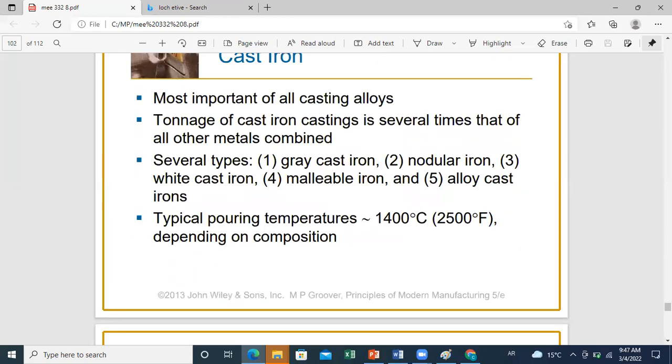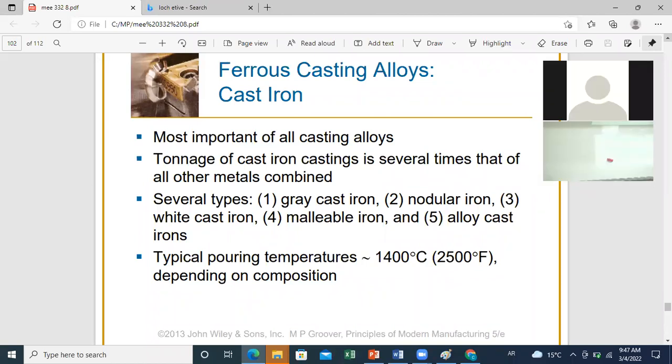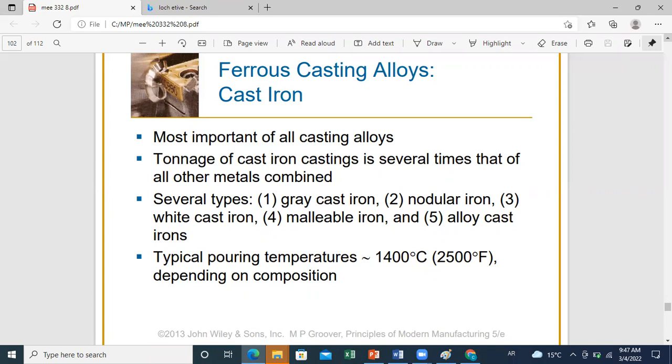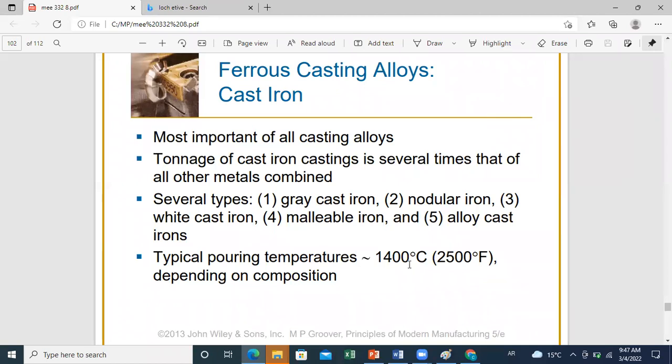Now, cast iron is one of the most important of all casting alloys, and the tonnage of cast iron castings is several times that of all other metals combined. We have several types of cast iron, including gray cast iron, white cast iron, and alloy cast iron. All of these types can be used, and they are characterized in general by typical pouring temperatures up to 1,400 degrees. The specification of the pouring temperature will change depending on the composition of the alloy.